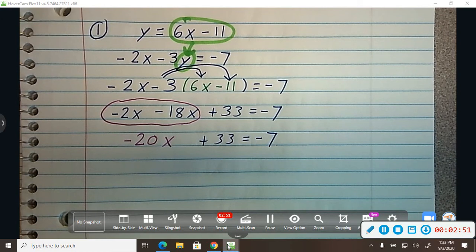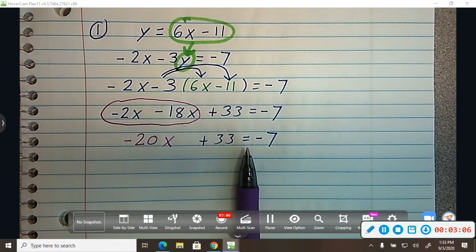From there, I have like terms, 33 and negative 7, but they're on different sides.